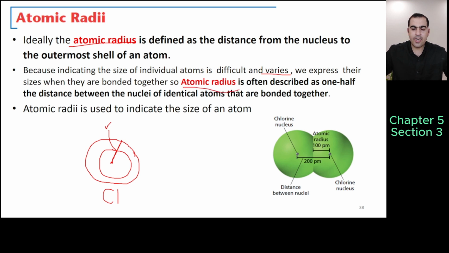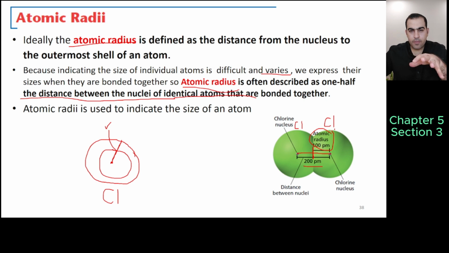Look at here, atomic radius or atomic radii is often described as 1/2 the distance between the nuclei of identical atoms that are bonded together. Imagine, we have two chlorine atoms. We know that the chlorine element is a diatomic molecule. So they're bonded together. When they bond together, we measure the distance between the nuclei of these two atoms. This distance is about 200 picometer. It's very, very small, but the half distance is called atomic radius. So the atomic radius of one chlorine atom is 100 picometer.